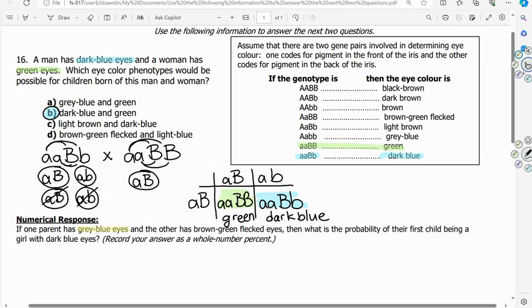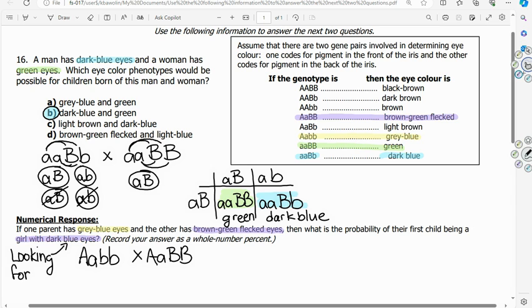Let's look at the numeric response. If one parent has gray blue eyes, let's look in the table for that. That is a dominant A, recessive A, and two recessive B's. And the other has brown, green, flecked eyes. That parent will have dominant A, lowercase a, and then two dominant B's. Let's check what we're looking for. What is the probability of their first child being a girl with dark blue eyes?